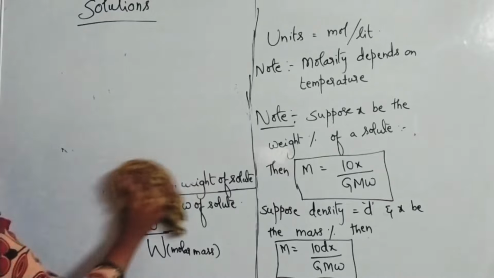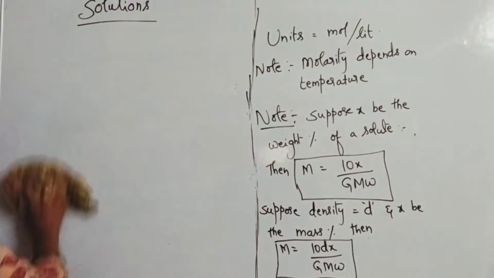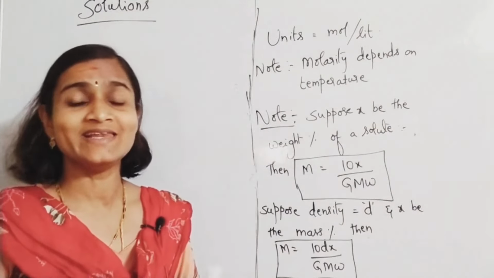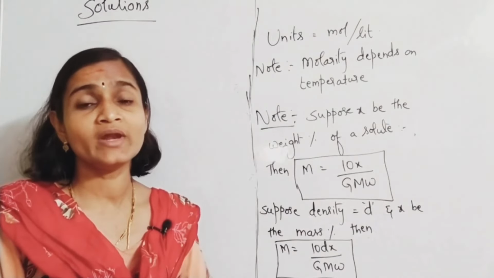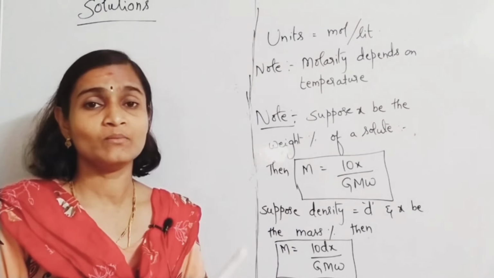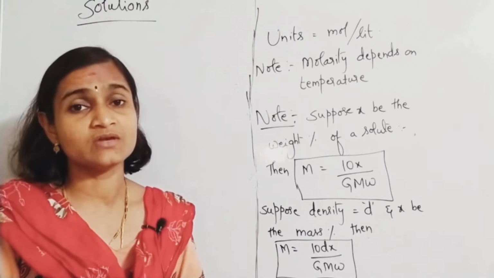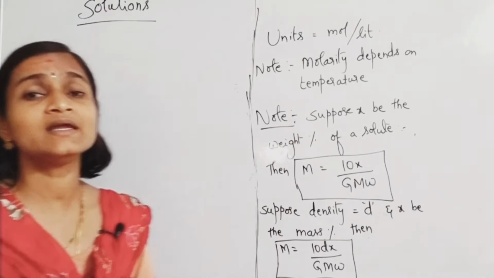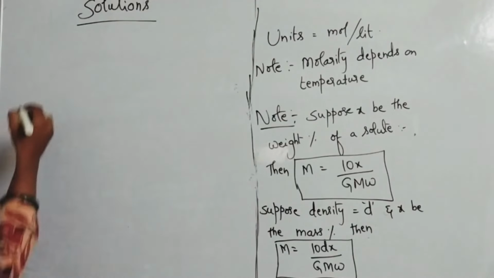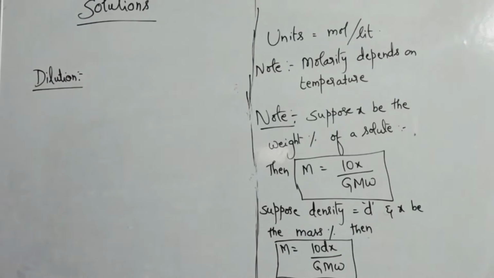Suppose you go for a process of dilution. Do you know what is dilution? Adding more water to a solution is called dilution. If more and more water is added to a solution, the quantity of solvent is more, and you call it the process of dilution. So in case of dilution, what will be the molarity of that particular solution?